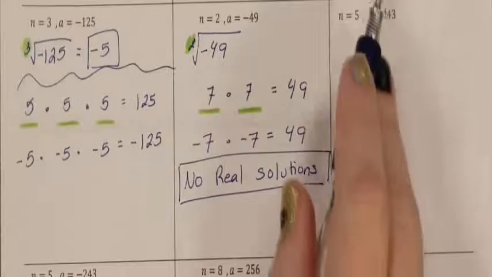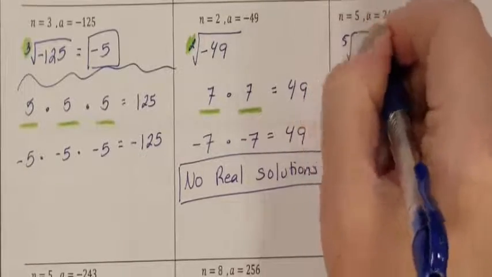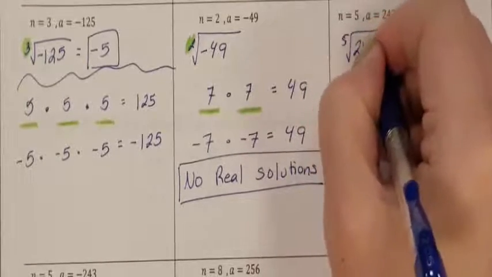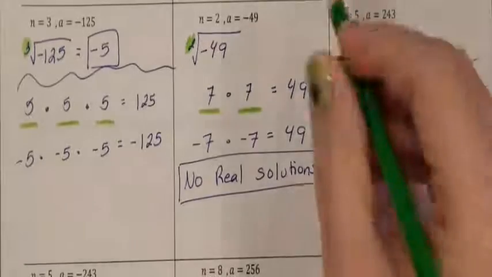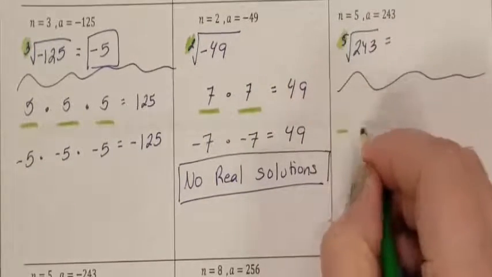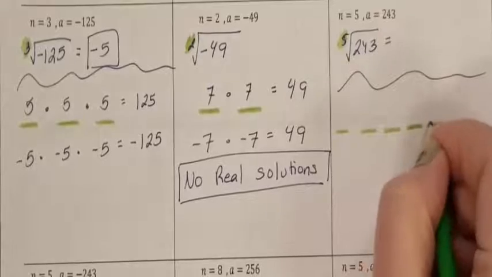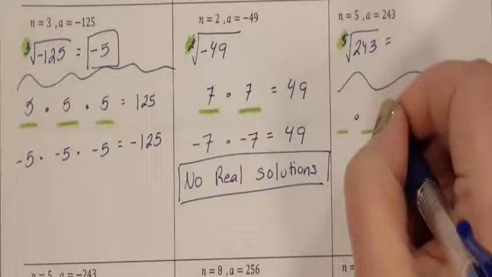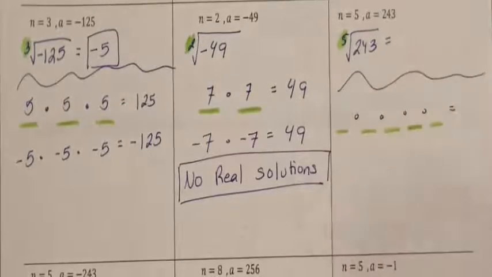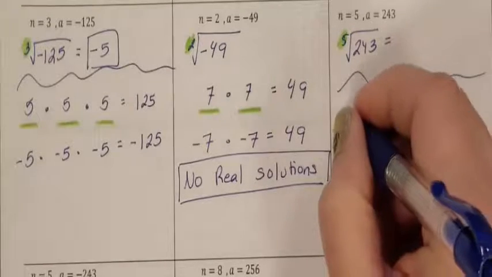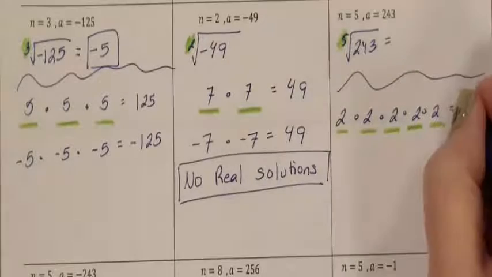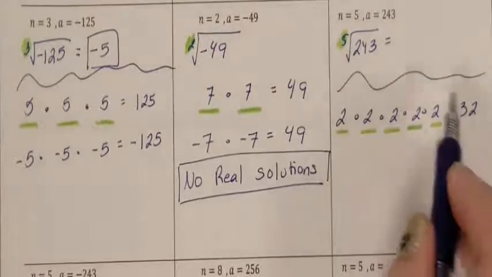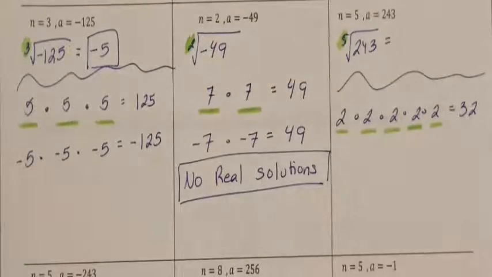Now let's go ahead and take a look at this one. We have the fifth root of 243. So I'm looking for a number that gets multiplied together 5 times. So 1, 2, 3, 4, 5. The same exact number is going to get multiplied together 5 times. So if I put 1s in there, my answer is always going to be 1. I don't start at 1. So I'm going to start at 2. So 2 times 2 times 2 times 2 times 2. This equals 32. Not the number I needed, kind of not close.